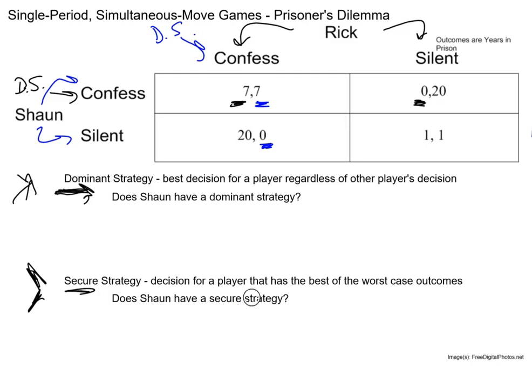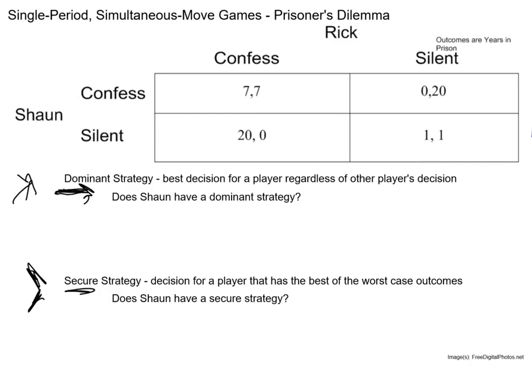So we could ask the question, does Sean have a secure strategy? So let's go ahead and delete all that pairwise stuff and just focus on this secure strategy. A secure strategy is the best of the worst case outcome. So let's think about Sean, right? We're asking, does Sean have a secure strategy?